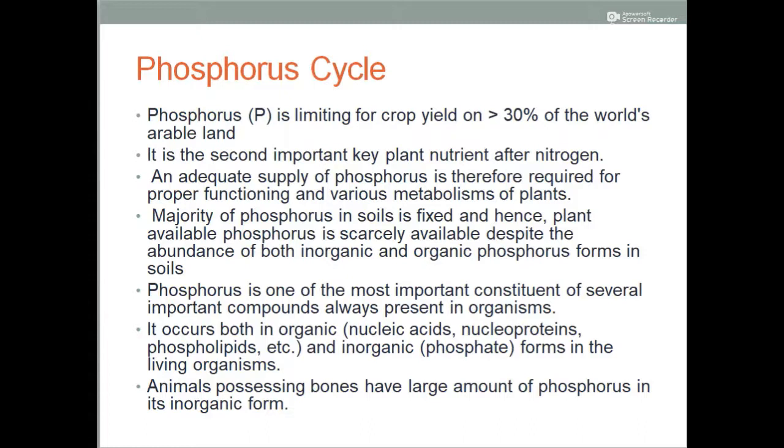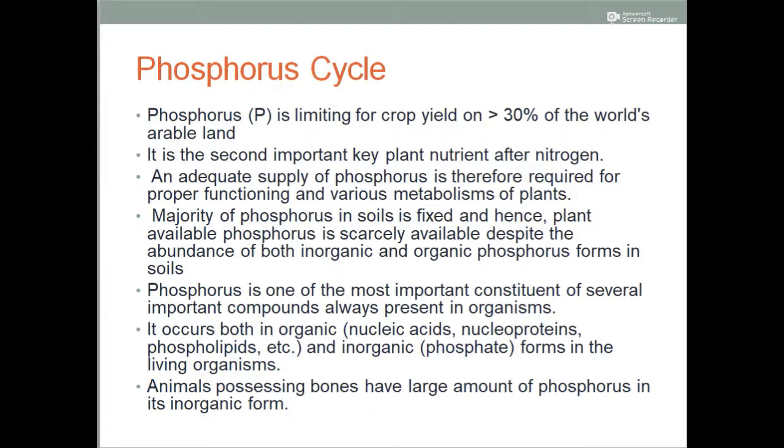And we can see that a majority of the phosphorus in the soil is found to be fixed, and the plant available phosphorus is usually scarcely available in spite of the fact that both organic as well as inorganic phosphorus is present in the soil. Now you might think, what is this fixed form and why is it not available in the soil?